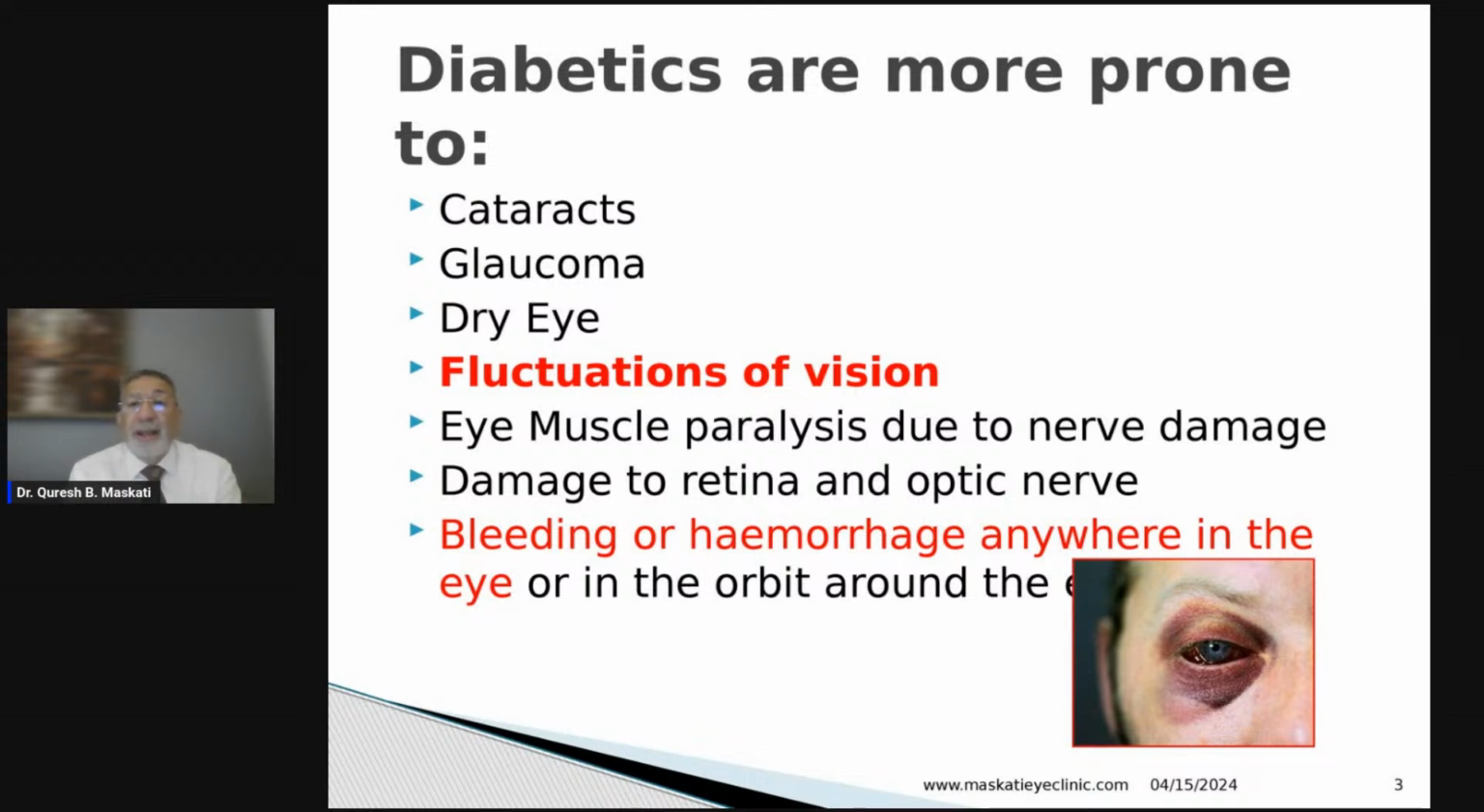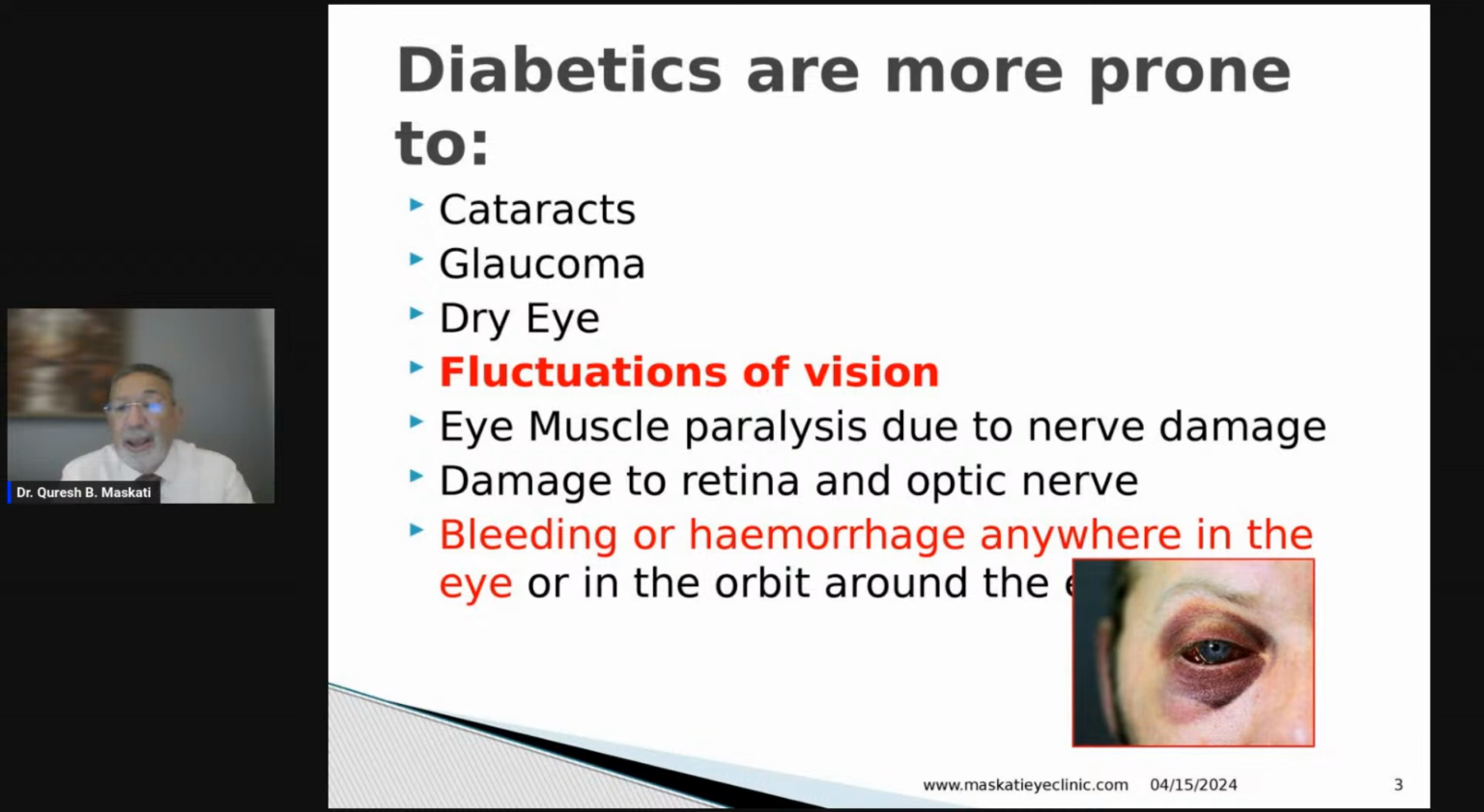So just like stroke in the brain is more common, similarly a stroke to the eye muscles or loss of the nerve sensation to the eye muscles causing a paralysis is more common in diabetics. We will discuss at great length the damage to the retina and optic nerve, and bleeding or hemorrhage anywhere in the eye or in the orbit around the eye.